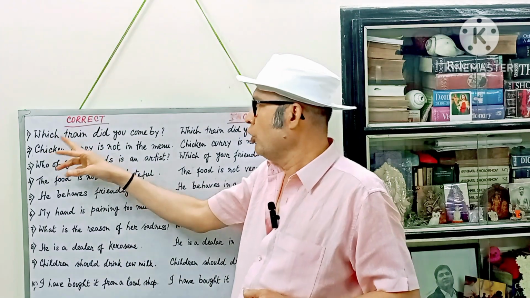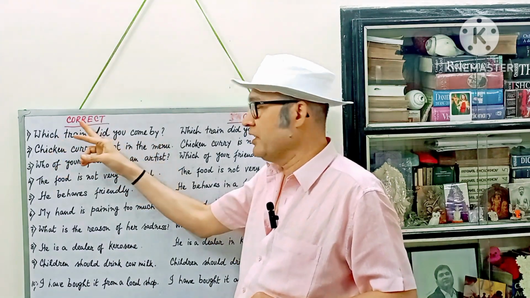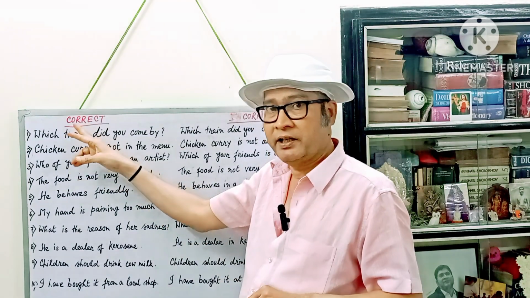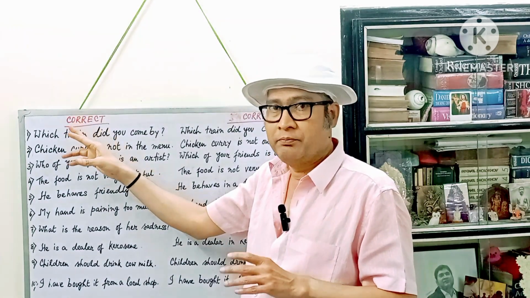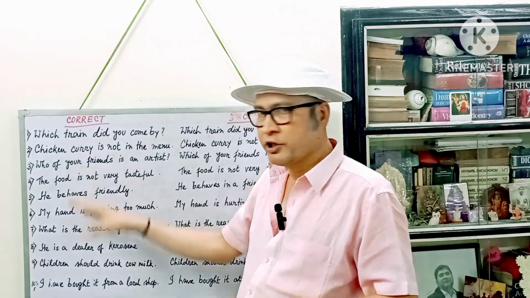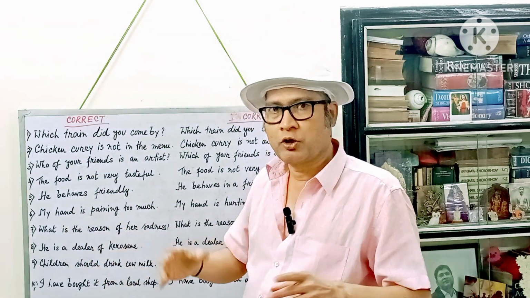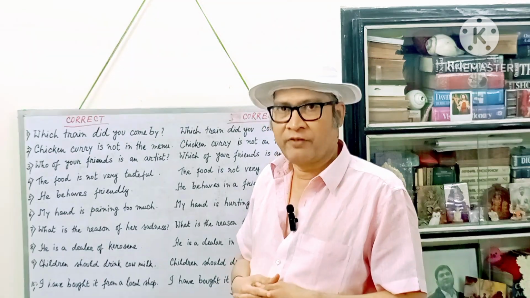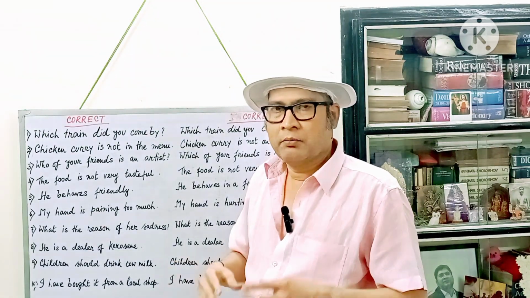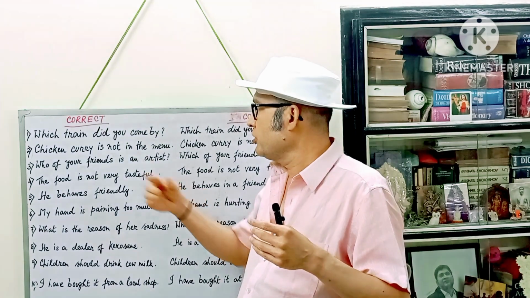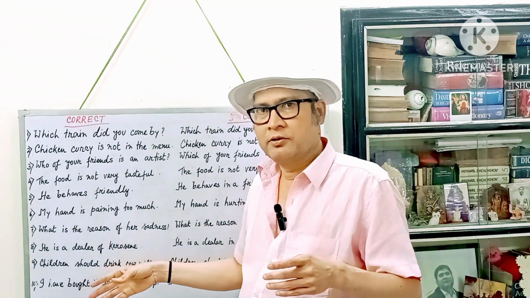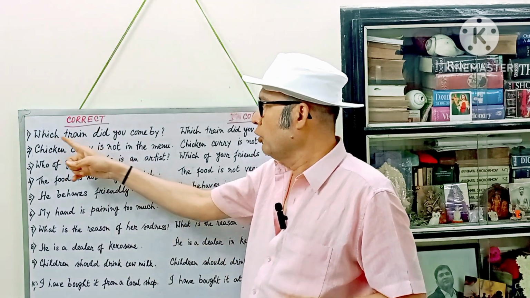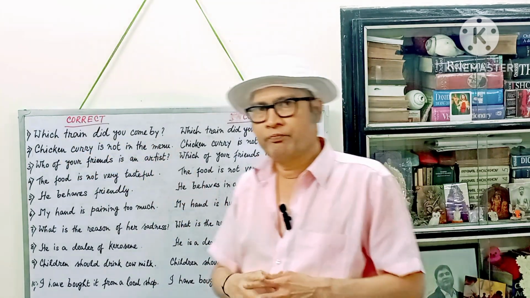First sentence: Which train did you come by? It is incorrect. I'm trying to bring it to your notice that it is my mistake; I have mistakenly written correct. Though it is not my handwriting, as those of you who watch my videos know very well, my handwriting is very measly, it is written by somebody else so that you can understand what is written. Number one, which train did you come by?